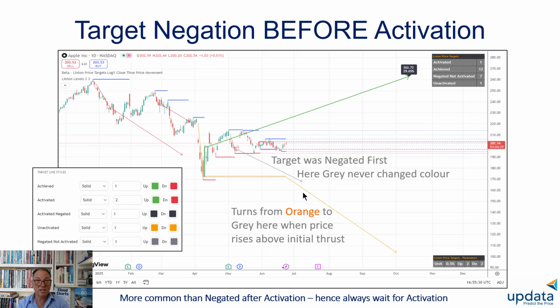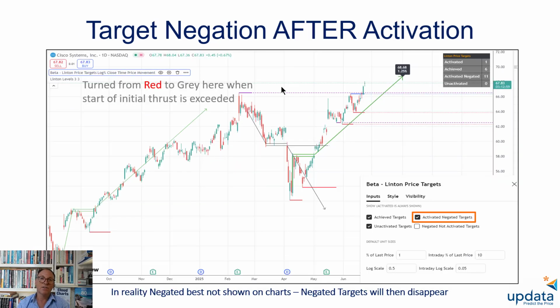A target will disappear off the chart if it's negated. If you change the settings so that you want to see it, you can set it up as grey, and then you can see the ones that are negated. But what I would say is targets are more frequently negated before activation than negated after activation. And this is why you should wait for a target to be activated, because it's more likely that a target will be negated before it's activated than after it's activated.